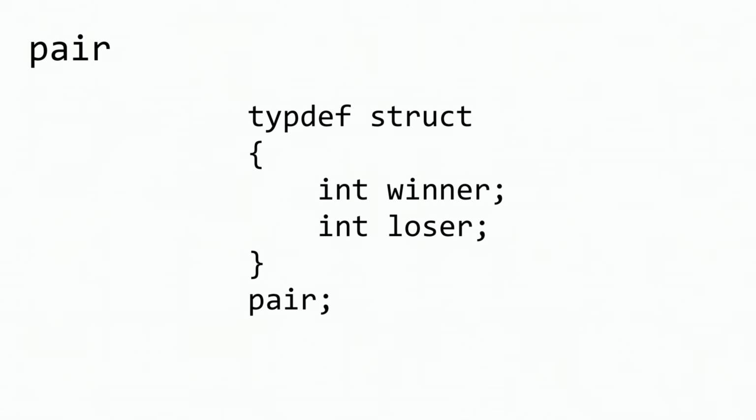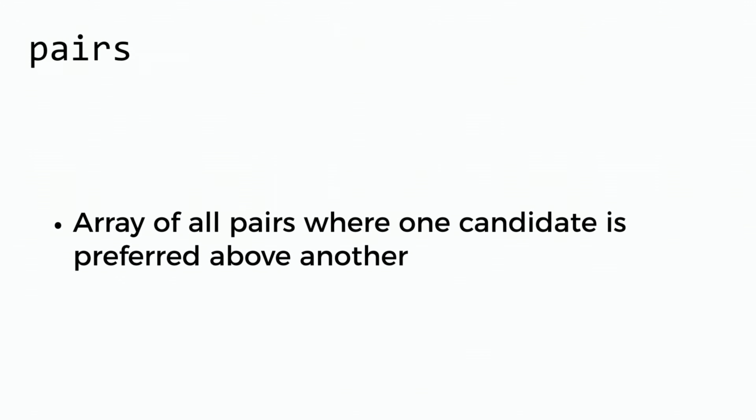We've also defined for you a struct called pair. This struct has 2 fields, an integer called winner and an integer called loser, where winner is going to represent the candidate index of the winner of this pair, and loser is going to represent the candidate index of the loser of this pair.